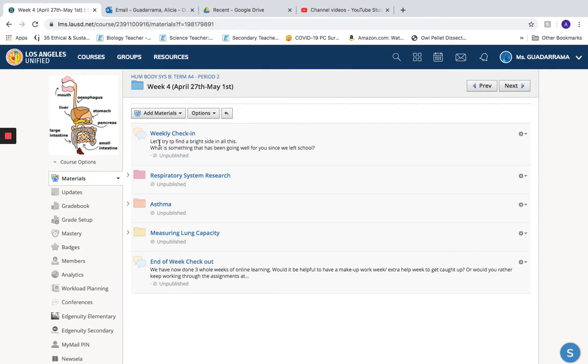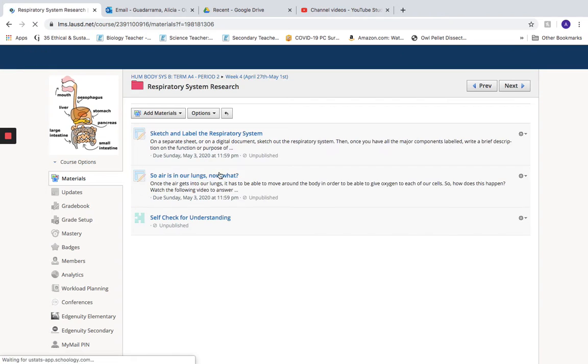And then we do have 3 folders to get through for this week. One is respiratory system research, then we're going to talk about asthma, and then how to measure lung capacity. So let's go ahead and open up this respiratory system research folder.